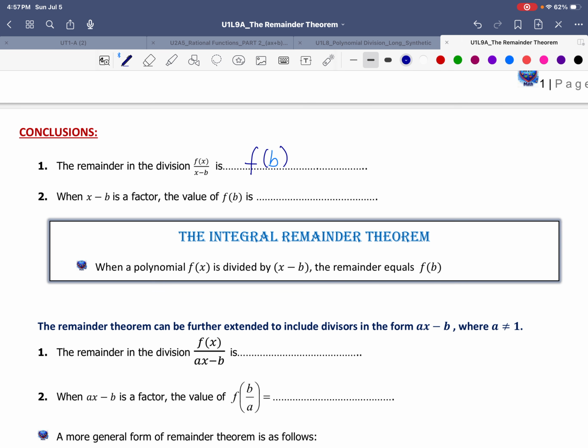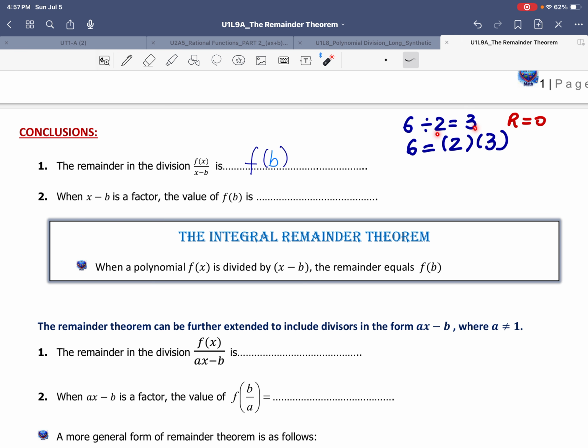of polynomial division. So remember that if we have number 6 and you divide it by 2, you get the answer of 3 with no remainder. And we said that 6 can be written as 2 times 3. So we say that when the remainder equals 0, the quotient and the divisor are factors of it. So in other words, if the remainder is equal to 0, then x minus b will be a factor, and vice versa. So when x minus b is a factor, then the value of f of b will be equal to 0.